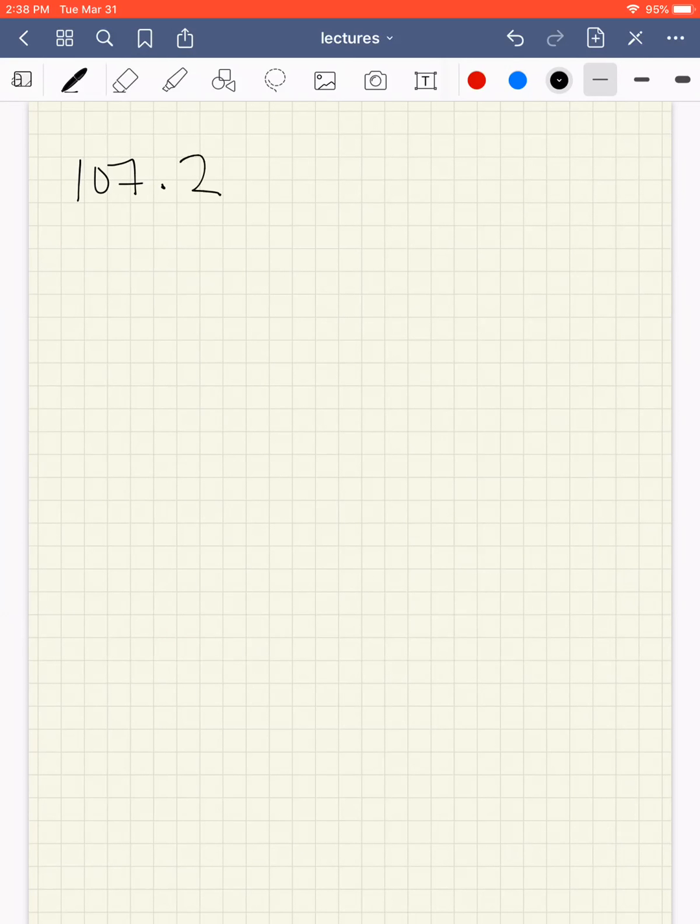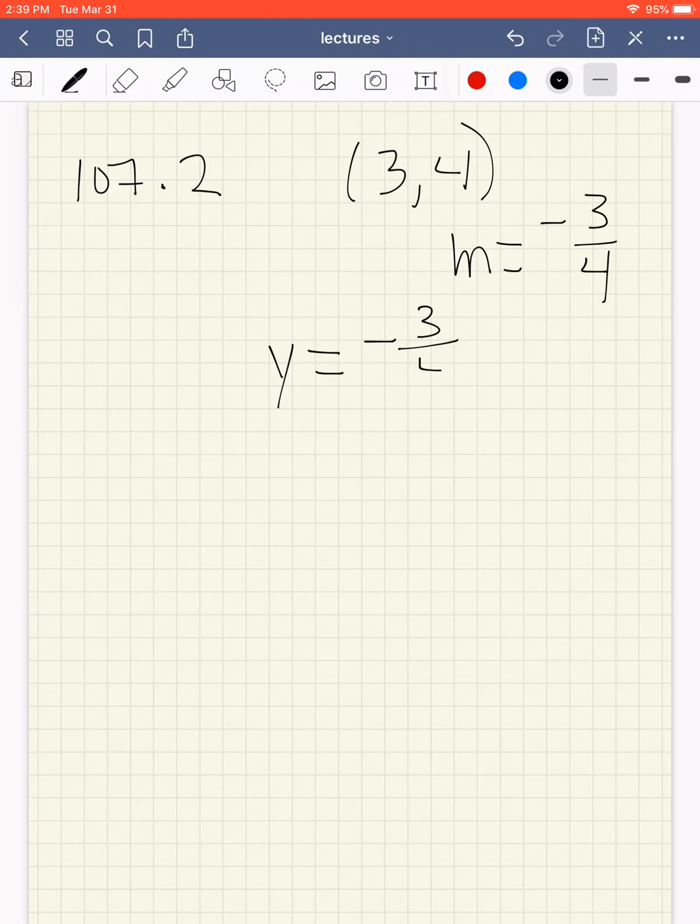107.2. This one says find the equation of the line that passes through the point 3, 4 and has a slope of -3/4. So this one, we don't have to solve for the slope. They're giving it to us. So we're simply going to plug that in to m. y equals -3/4 x plus b. And now we'll plug that in for x and that in for y.